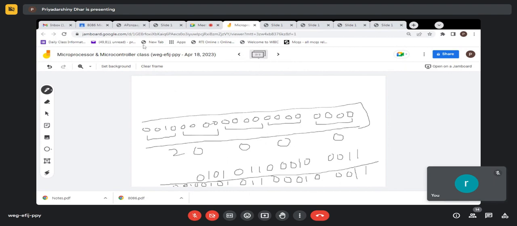So what is the physical address? This corresponds to 2, and this corresponding 5, this is 6, 2, 3. Clear?